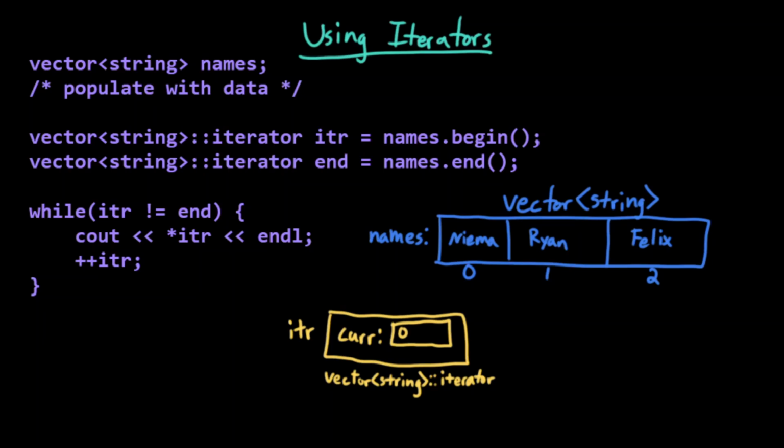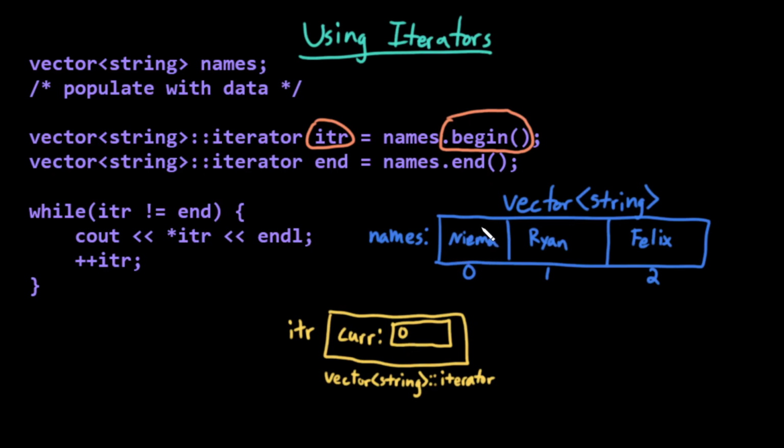Let's take a look at this example to see how we can actually use iterators. In this example, I have a vector of strings called names, and let's say that I've somehow populated it with these three strings, Nima, Ryan, and Felix. I can iterate over this using an actual iterator by creating an iterator that points to the beginning. So iter is my iterator pointing to whatever my current element is, and by using the .begin method of the vector class, I get an iterator that is initially referencing the beginning.